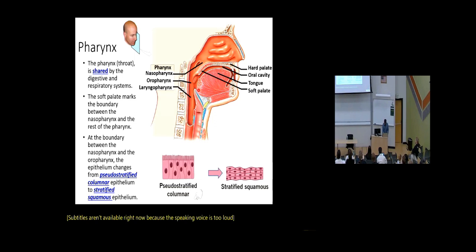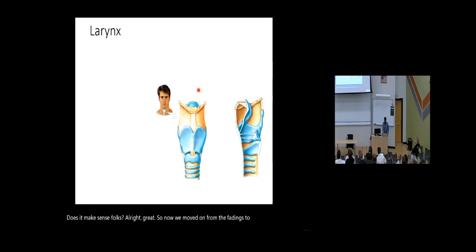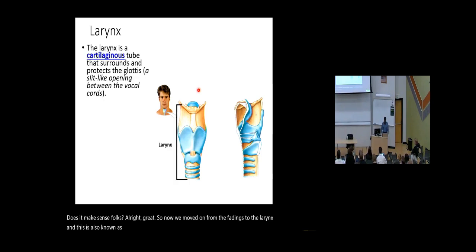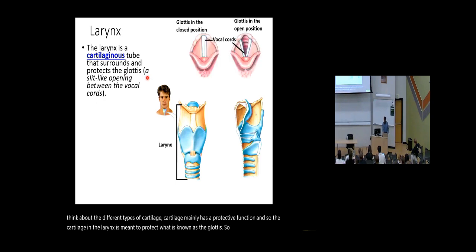All right, great. So now we move on from the pharynx to the larynx, and this is also known as the voice box. So the larynx is this cartilaginous tube, and when we think about the different types of cartilage, cartilage mainly has a protective function, and so the cartilage in the larynx is meant to protect what is known as the glottis, right? So the glottis is shown in this picture here.